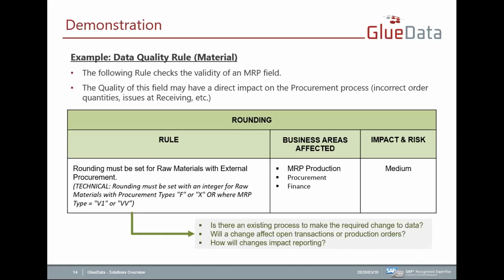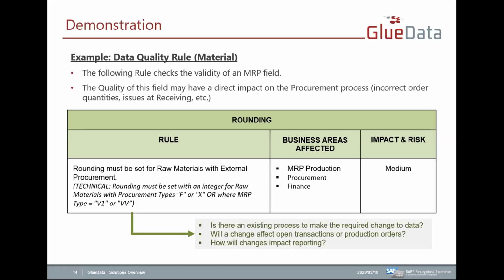This rule can be extended by saying the rounding must be set for raw materials with external procurement, i.e. materials we're purchasing from a supplier, for active materials only. Do you see how we can now apply the rule to only a subset of the data, because we've added a dimension there? We define the data quality rule, specify which business areas or processes are affected, and then say what the impact or risk is to those areas and processes.